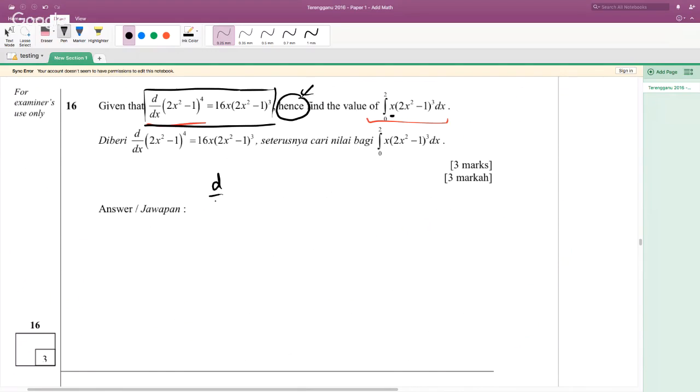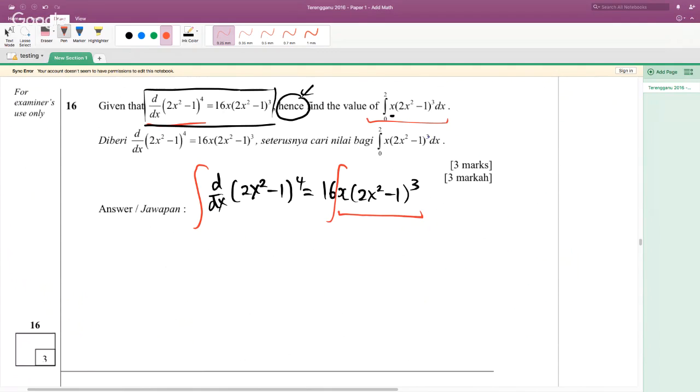So I will just copy whatever I have here. (2x squared minus 1) power 4 equals 16x (2x squared minus 1) power 3. In order to get exactly something like this, I will add the integration symbol for both. And you realize this one is exactly the same as this one, isn't it? If I leave the 16 outside, and they want 0 to 2, I will just add 0 to 2. Then everything will be very easy. I say integrate and d/dx, you can simplify. I said many times already, you can simplify, so it's gone.